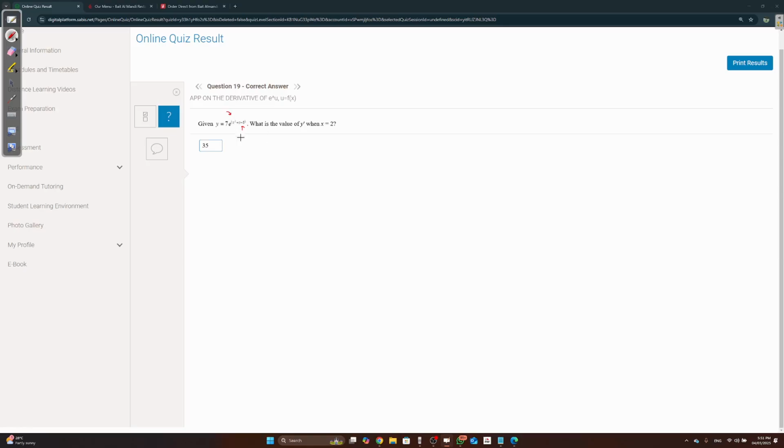Let's derive this. 7 is the constant, we take it to the side. Is this e to the power of x or e to the power of u? E to the power of u. So what's the derivative? It's just e to the power of u times u prime. So e to the power of x squared plus x minus 6 times u prime. What's the derivative of x squared plus x minus 6? Derivative of x squared is 2x. Derivative of x is 1.